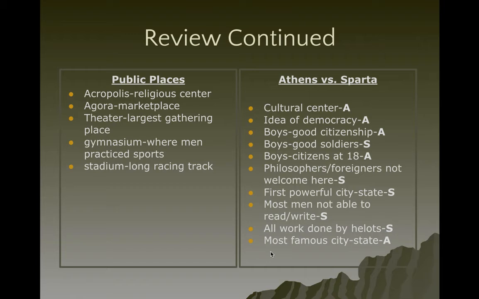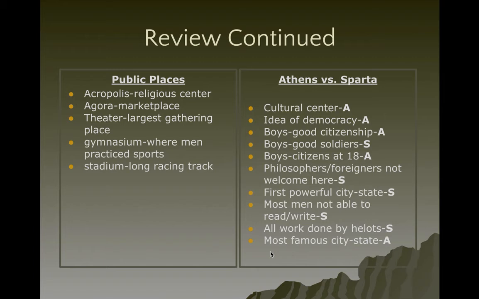So when we talked about Greece, we talked about these public places: the Acropolis, which would have been up on a hill as the religious center; the Agora, the marketplace, also a meeting place for people to do business; the theater, which was the largest gathering place in an area; the gymnasium where only men would go to practice sports, remember; and of course the stadium, which was the racing track that would have long sides and curved ends. Think about a track where you'd have track meets today. It would be shaped like that.